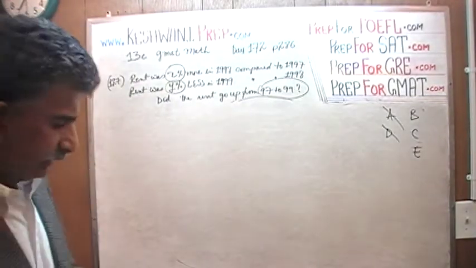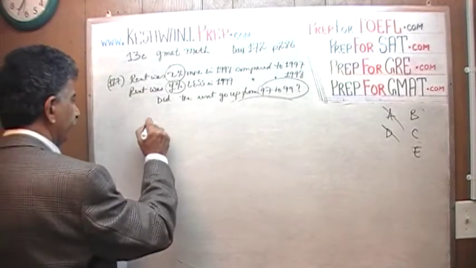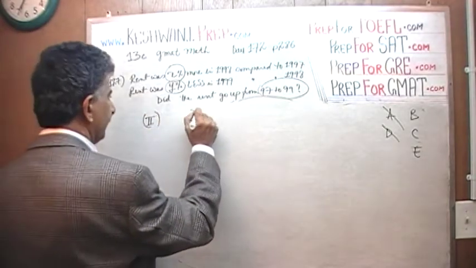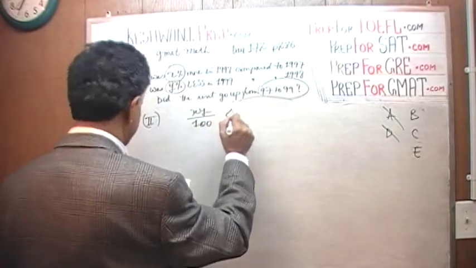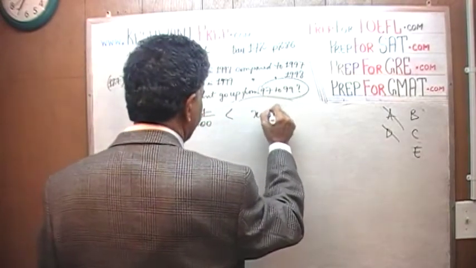Let's look at the second statement. In the second statement, they tell us that x times y over 100 is less than x minus y.